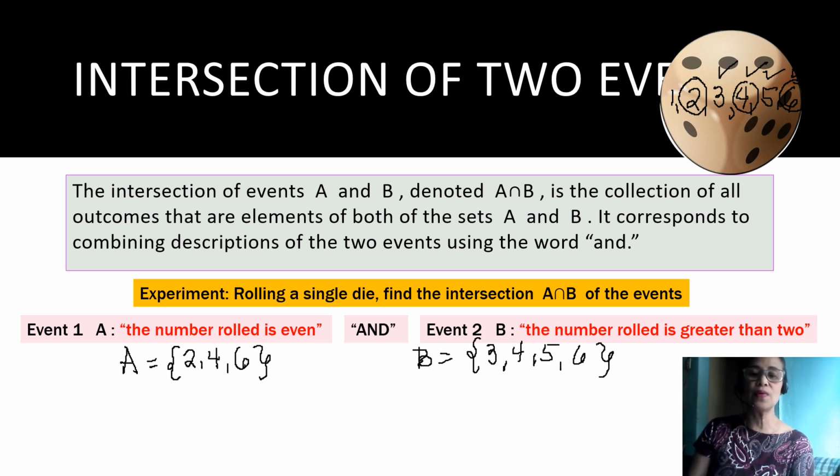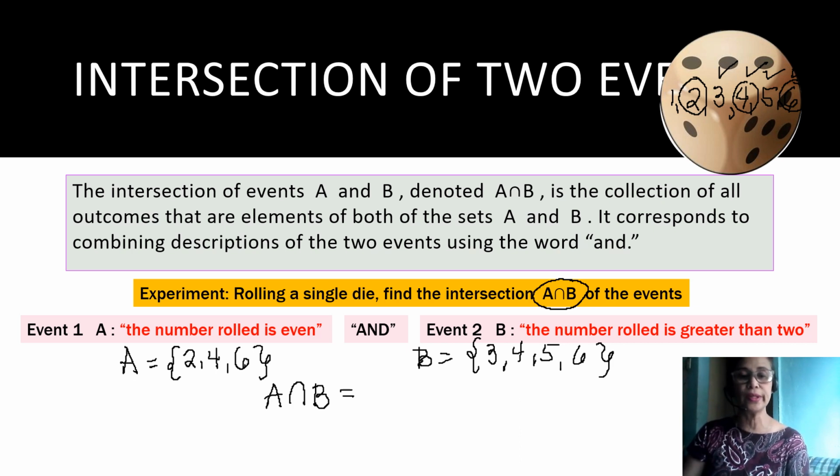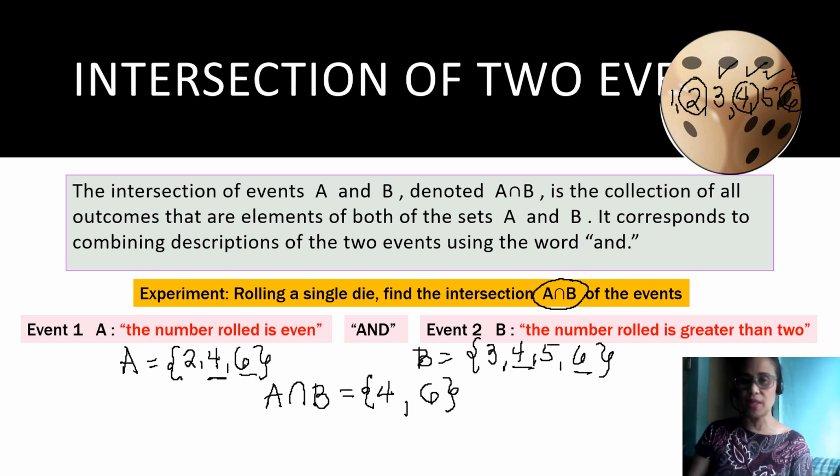Next, we are going to find out the elements of A intersection B. Remember, it states that the elements have to be both in set A and set B, or the common elements. 2 is not in set B. 4 is in set A and in set B, so our first element will be 4. 6 is in set A and in set B. So we only have two favorable outcomes, 4 and 6. That's how to show the intersection of two events.